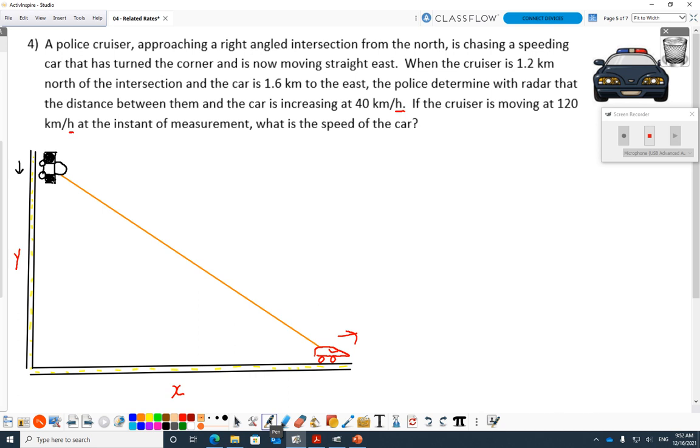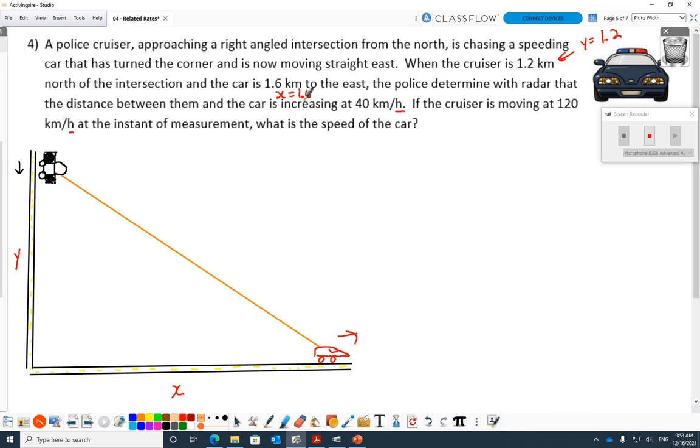A police cruiser approaching a right-angled intersection from the north is chasing a speeding car that has turned the corner and is now moving straight east. Got it. When the cruiser is 1.2 kilometers north of the intersection, so at some point I'm going to use y equals 1.2 in this question, and the car is 1.6 kilometers to the east. That's x equals 1.6 that I'm going to sub in at some point.